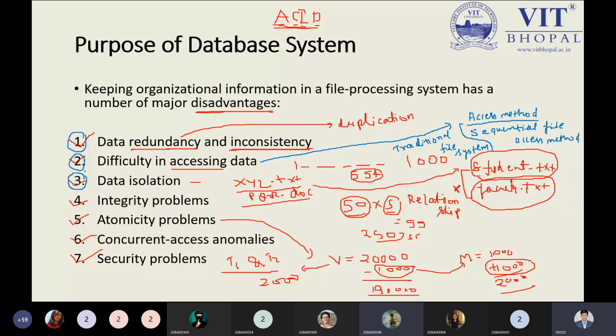No, sir. Okay, good. So next is the integrity problem. Integrity problem again we have in the traditional file system. We can't interleave our data. Integrity problem, we can say interrelated data. I can write it in short: interrelated data. So the integrity problem we have in the traditional file system, as we have seen in the previous slides, and that is a big problem.